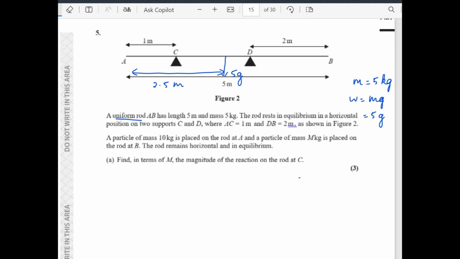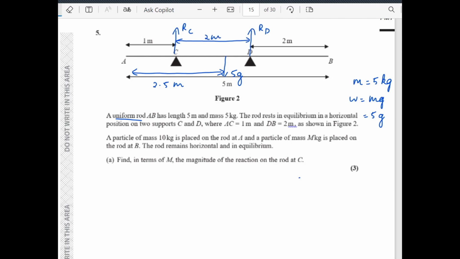In this chapter, whenever we have a support, there will be a normal reaction acting upwards. So here at the support C, we have RC, and at the support D, we will be having RD. AC is given as 1 meter, DB is 2 meter, and altogether it was 5 meter. So C to D will be 2 meter.